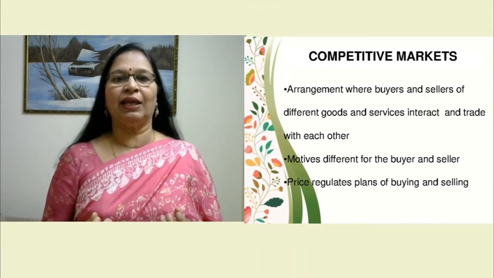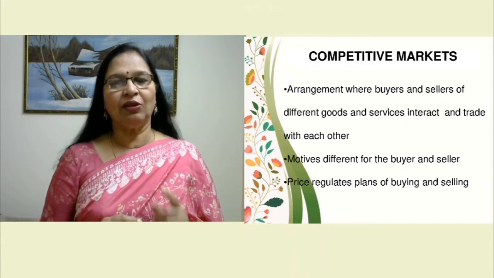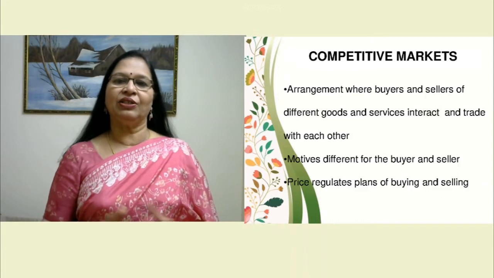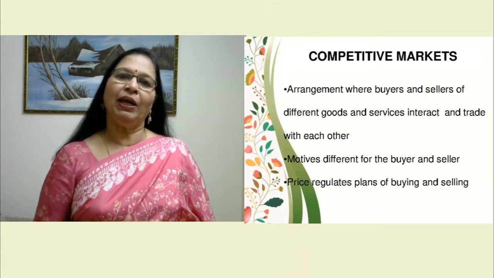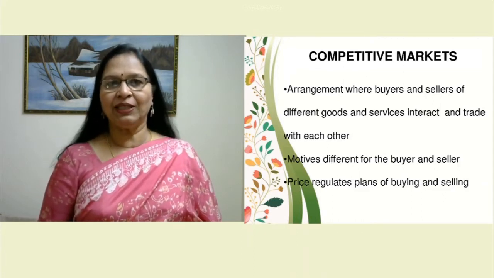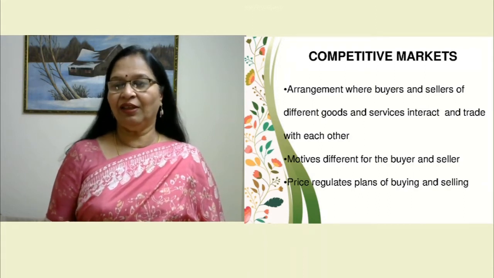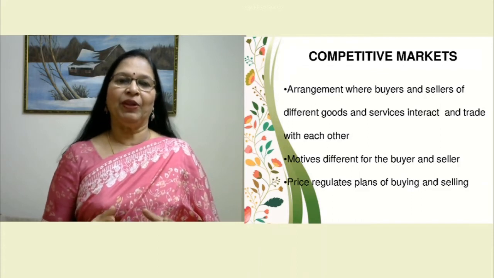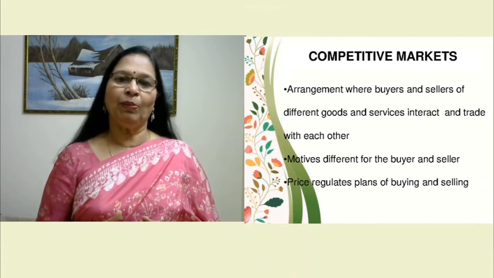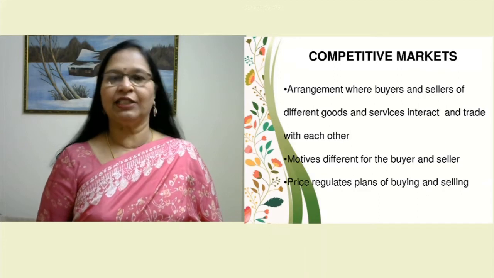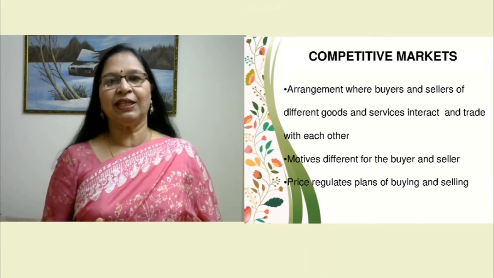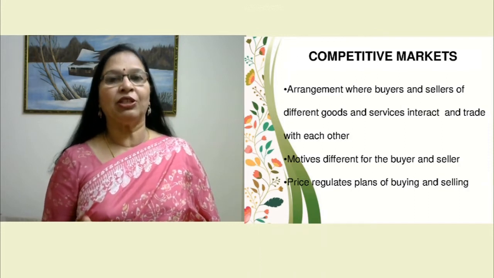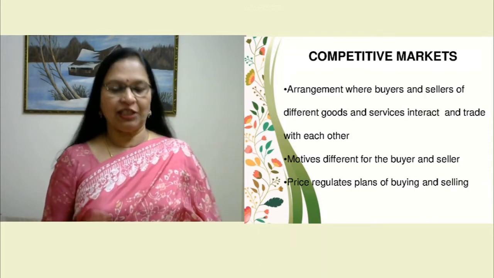So the buyer and seller are interacting with each other online, and the motives of the buyer and seller are just the opposite. The buyer would like to buy at the cheapest price, the seller would like to sell at the highest price, and the price regulates the plan. So whether the consumer will buy something or not is decided by the price, as much as the seller will decide whether to offer goods for sale or not based on the price that he gets for his commodity.